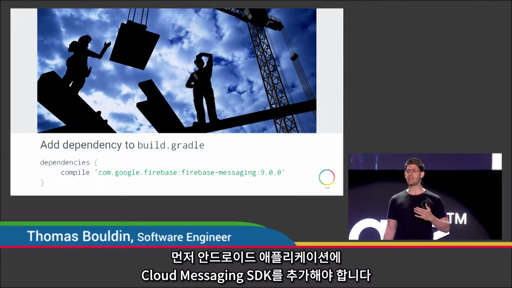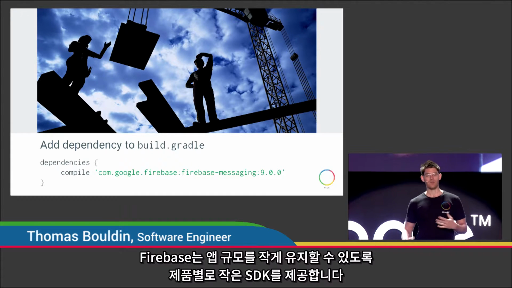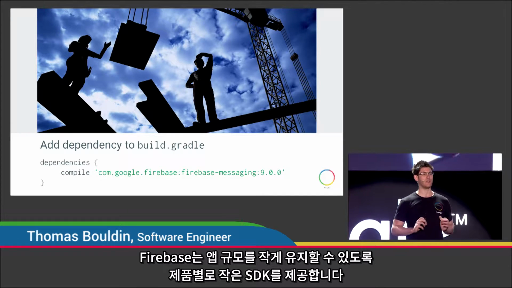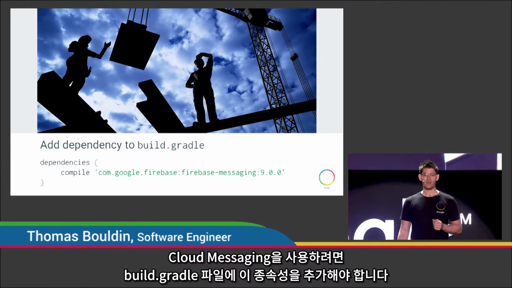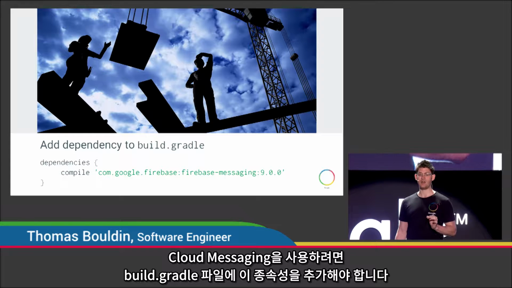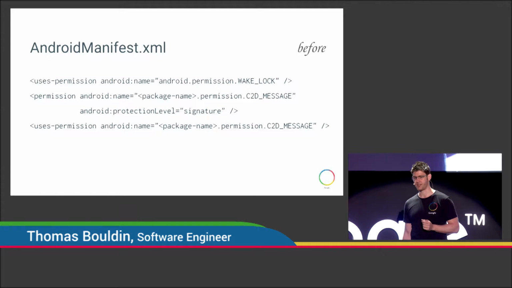So first, you'll need to add the Cloud Messaging SDK to your Android application. In Firebase, we offer small SDKs for each feature. That way you can keep your applications small. This is a dependency that you'd have to add to your Android app's build.gradle file to get Cloud Messaging in your app. Next, we can look at our Android app manifest.